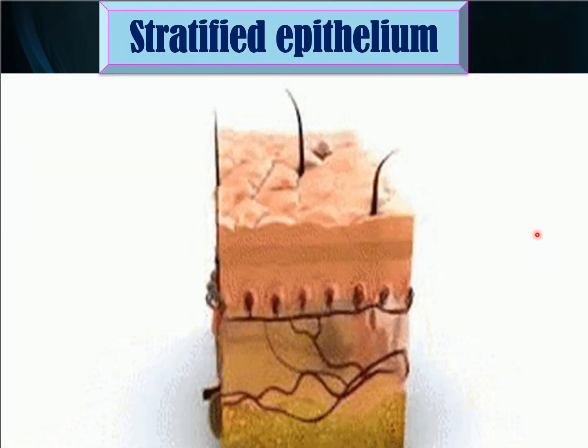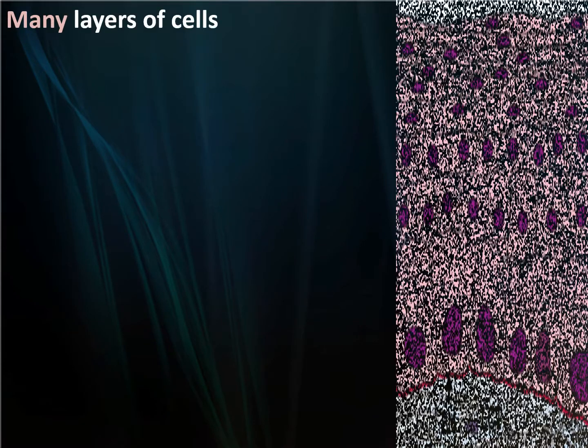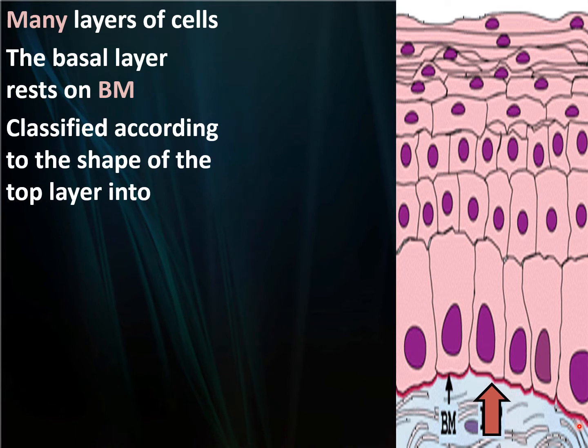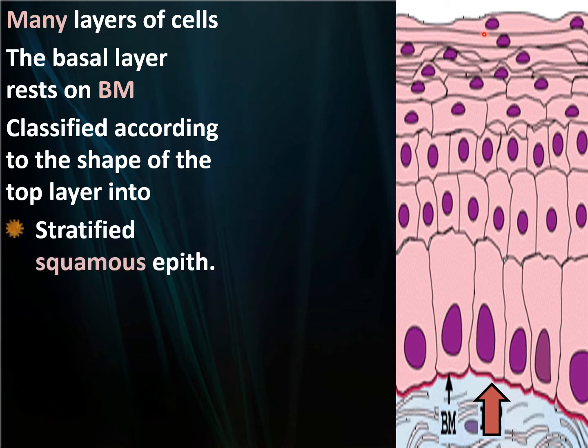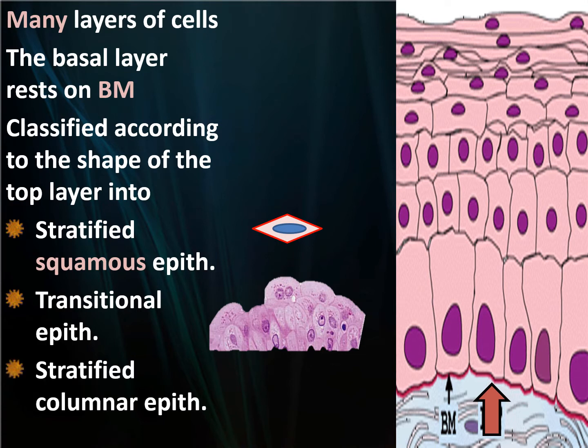Now we will study the stratified epithelium. As you see, it is formed of many layers. We will start with the basal layer. The basal layer is resting on a basement membrane. These stratified epitheliums are classified according to the shape of the top layer. We have stratified squamous, where the top layer is squamous. We have transitional, where the top layer is cuboidal. The stratified columnar, where the top layer is columnar.